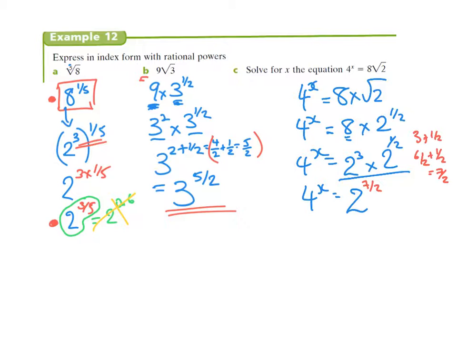Now things get a little bit tricky here because we don't have the same base. We have base 4 and base 2. So I'm going to work this a little bit differently from your textbook to help you see perhaps what's going on. So I can express 4 as 2 times 2. That whole expression is raised to the power of x, because 2 2s are 4.